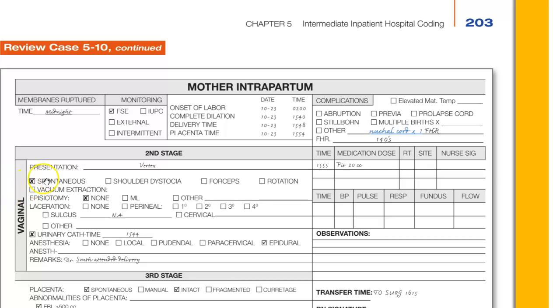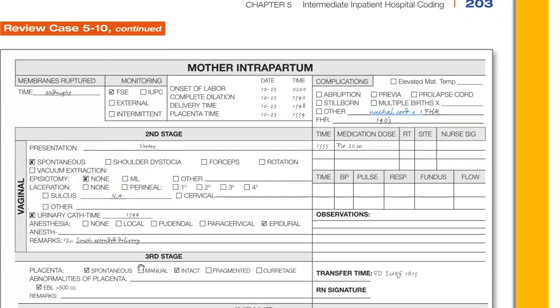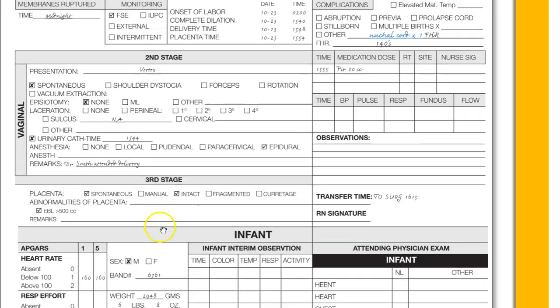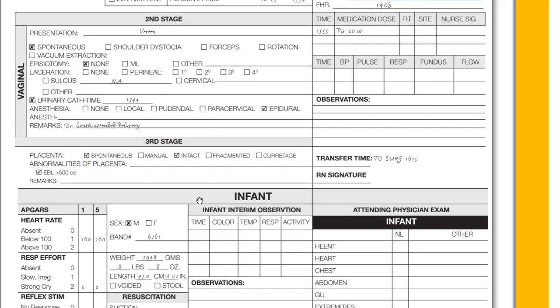So the baby was spontaneously born. There weren't forceps or vacuum extraction used. Episiotomy, it says none. Urinary cath, that's just, again, standard. And then third stage is during the delivery of the placenta. Everything was intact, normal. Blood loss seemed to be normal.